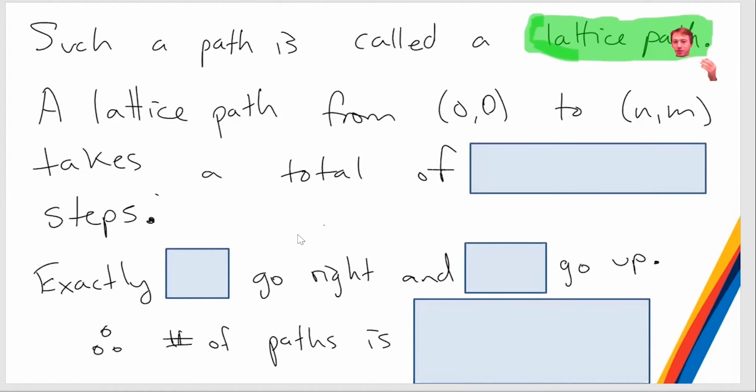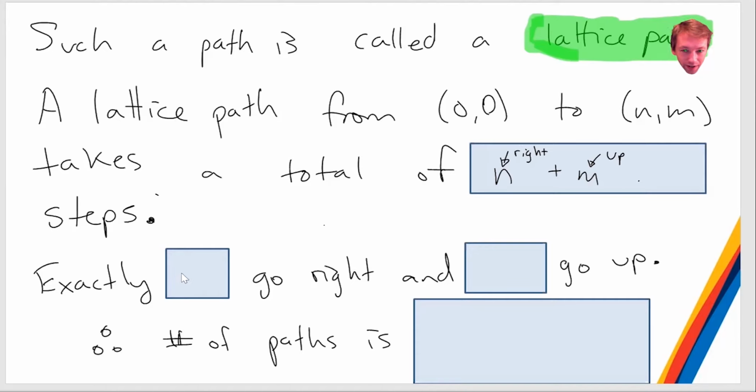How many total steps do you take going from 0, 0 to n, m? You have to take n steps to the right, plus m that go up. And because you can't exceed the height, since you'll never be able to get back down, the total number of steps is exactly n plus m. It can't be less, it can't be more. If it's less, you can't get to the right height or far enough in the positive x direction. And if you take more than n plus m steps, there's also a problem; you can't go back.